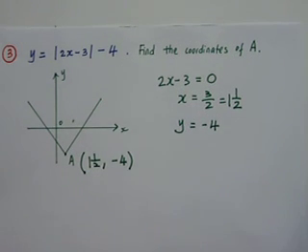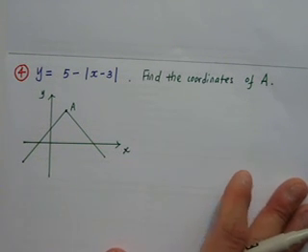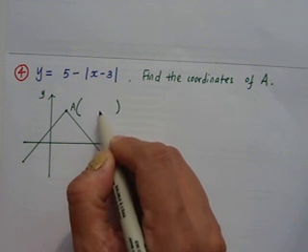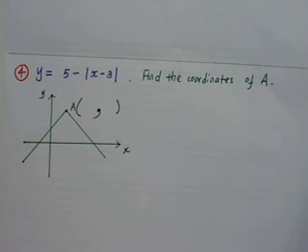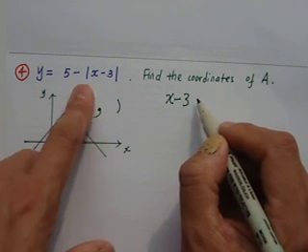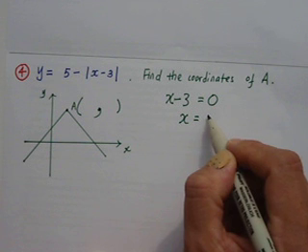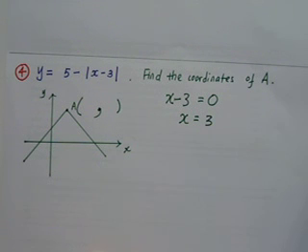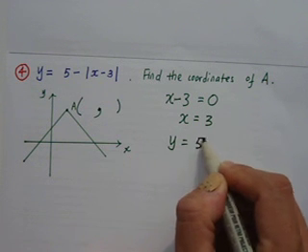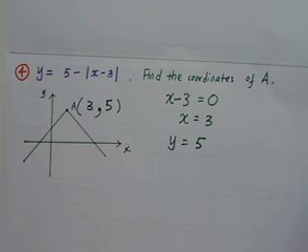Okay. Another example. Example 4. How to find the coordinates of A? x minus 3 equals 0, x equals 3, and y equals 5. As simple as that.